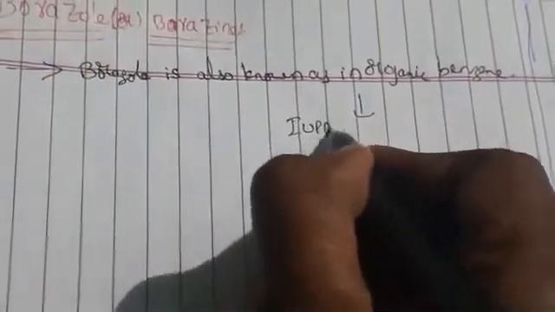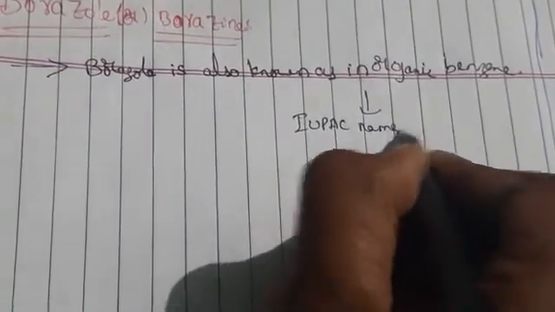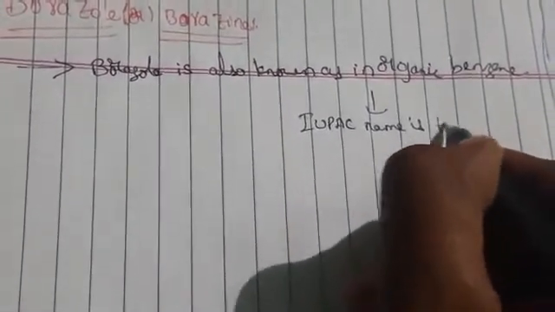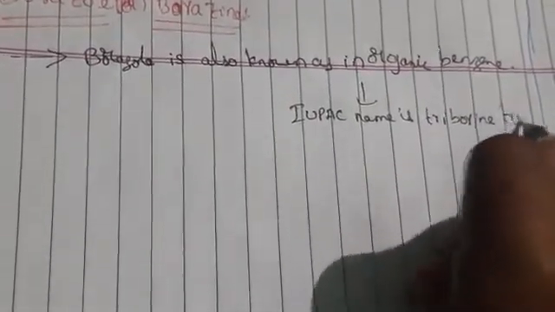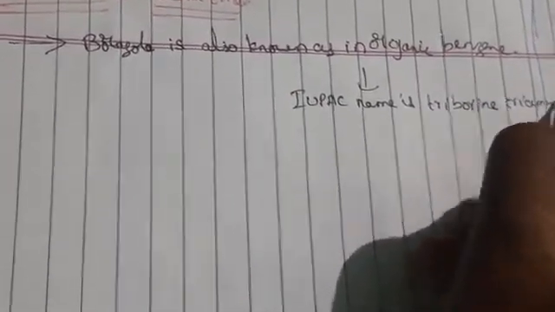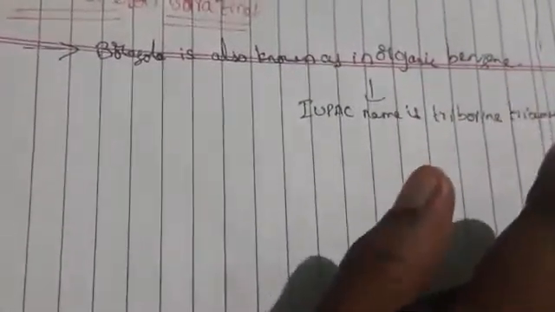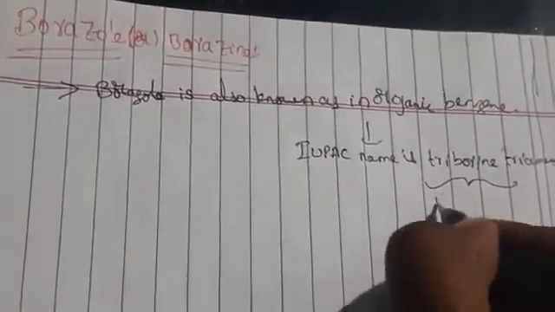The systematic name is triborane triamine, which is known as borazine. So what is its IUPAC name here? The IUPAC name is triborane triamine. It means we have 3 boron atoms and 3 amine groups. The general name is borazine.